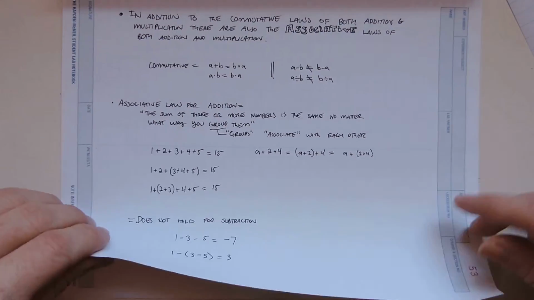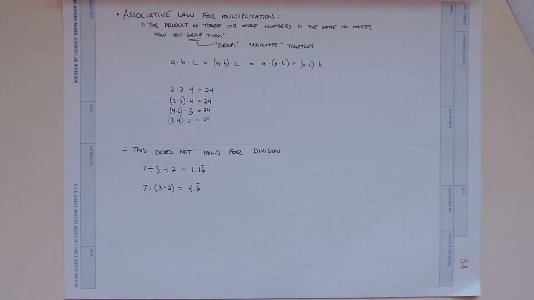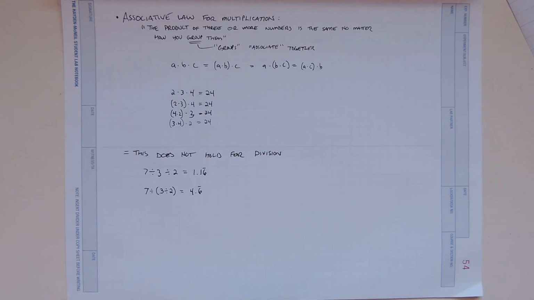Now let's look at the associative law for multiplication. It states that the product of 3 or more numbers is the same no matter how you group them. Again, it's very similar. Groups associate together, and it doesn't really matter how you group them in the end. So (a × b) × c = a × (b × c) = a × (c × b). A real example of this is 2 × 3 × 4 = 24, and you can group it however you want and you're going to get the same thing.